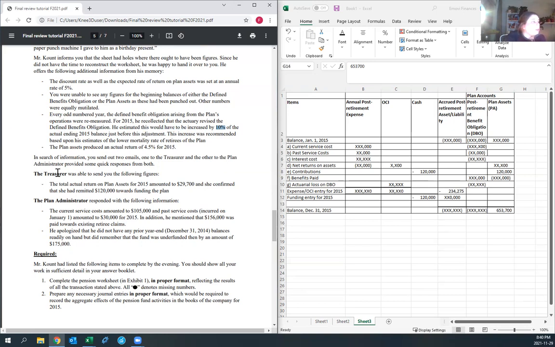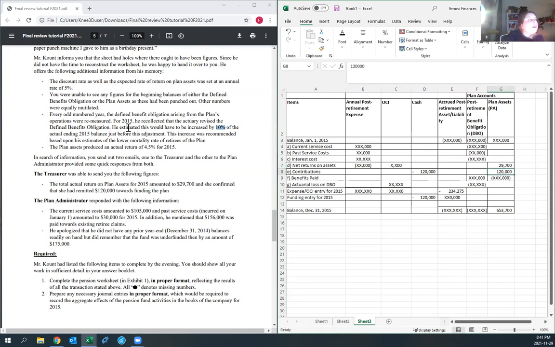All right, so the treasurer, what did they say? The total actual return on plan assets for 2015 amounted to $29,700. Oh, that I can put somewhere. I can put it in my plan asset here as a positive. That's the actual return. And then your expected return minus the difference between the two is going to be equal to your actual return.